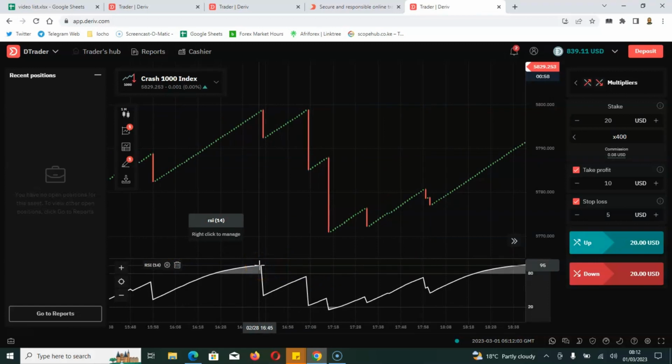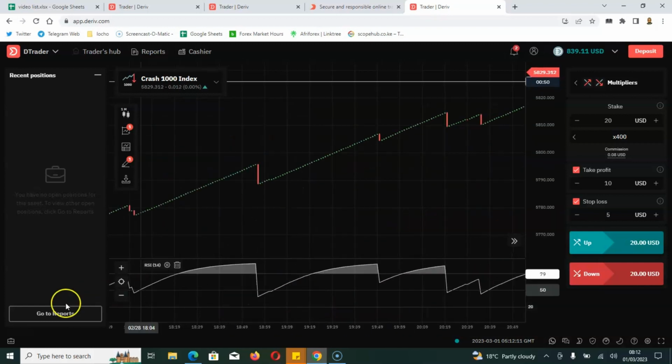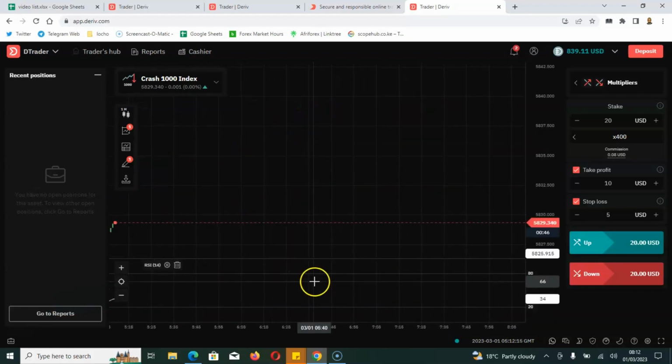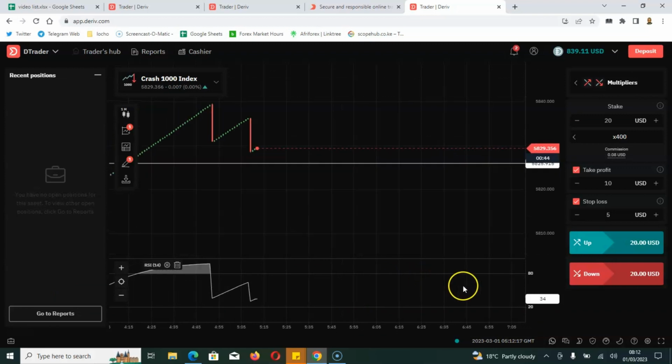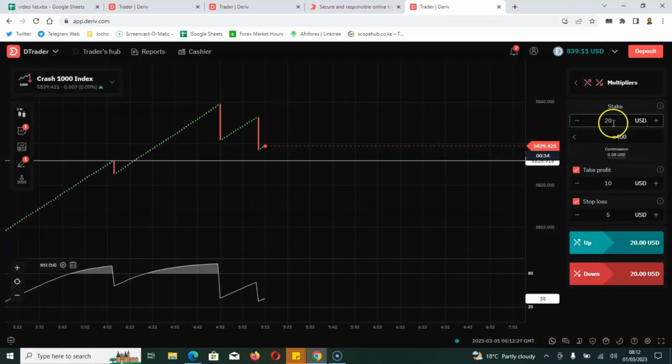This one is 95. So in summary, what you can see is that wherever the line crosses the 85 mark, that is the best time for you to place a trade and allow it to go up to 90 or 92 or 89, depending on what you want.